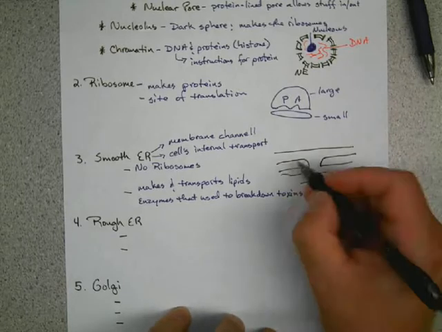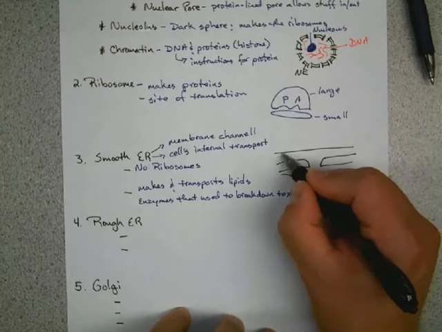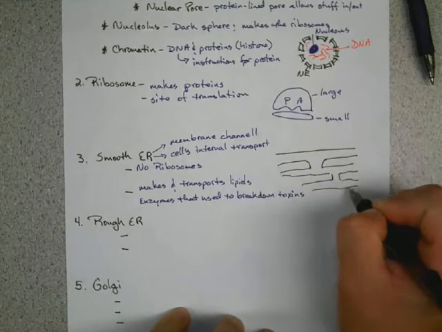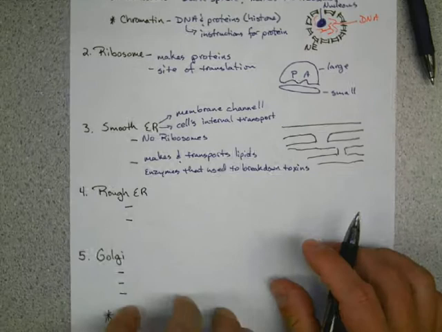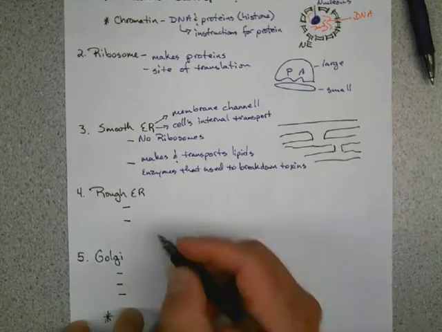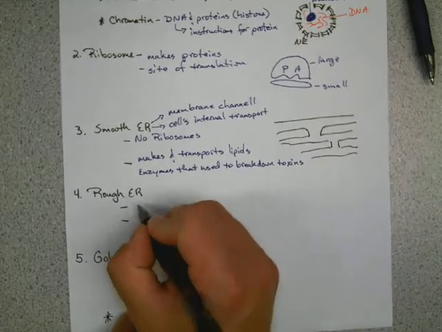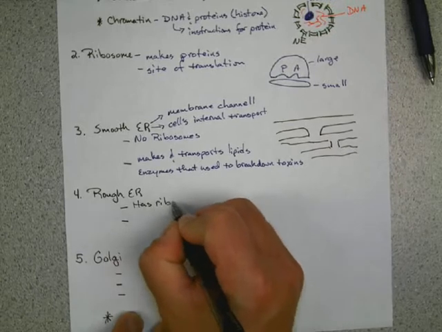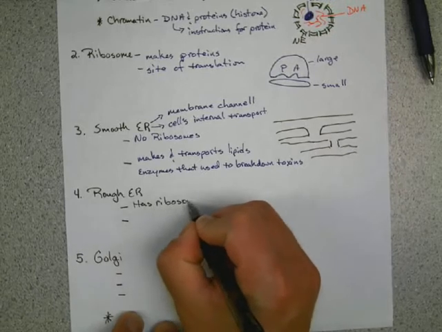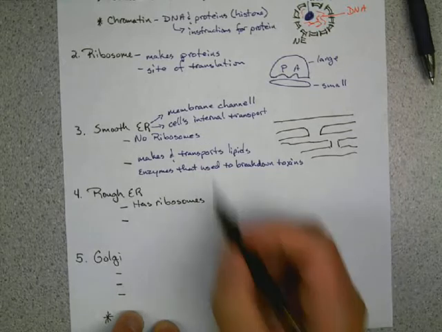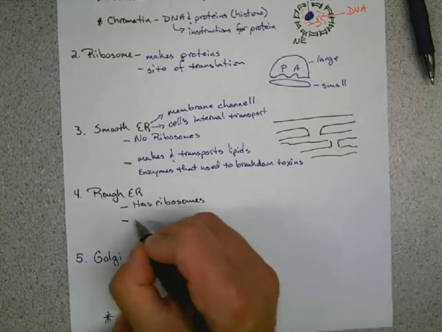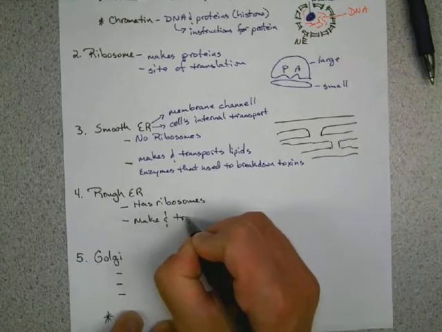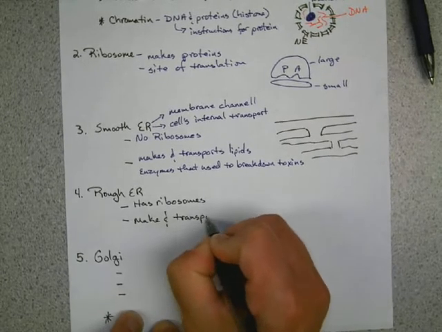And what would happen is that materials are made on the insides, and then they can be transferred down these hallways to where they need to go. The next type of ER is called the rough ER. Rough ER has ribosomes. And remember, ribosomes are used to make proteins. So the function of a rough ER is to make and transport proteins.